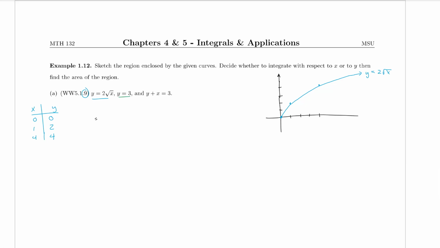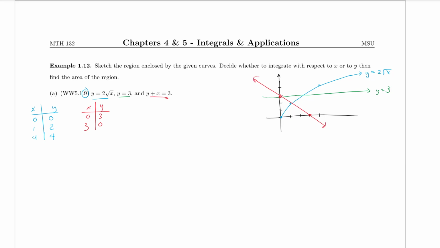Now in green, let's find y equals 3. Well, that's just the horizontal line going through y equals 3. And now in red, let's graph y plus x is equal to 3. We can just find the intercepts for this linear function. If x is 0, y must be 3. If y is 0, x must be 3. So let's go and graph that. So we have intercepts at that 3, that 3.